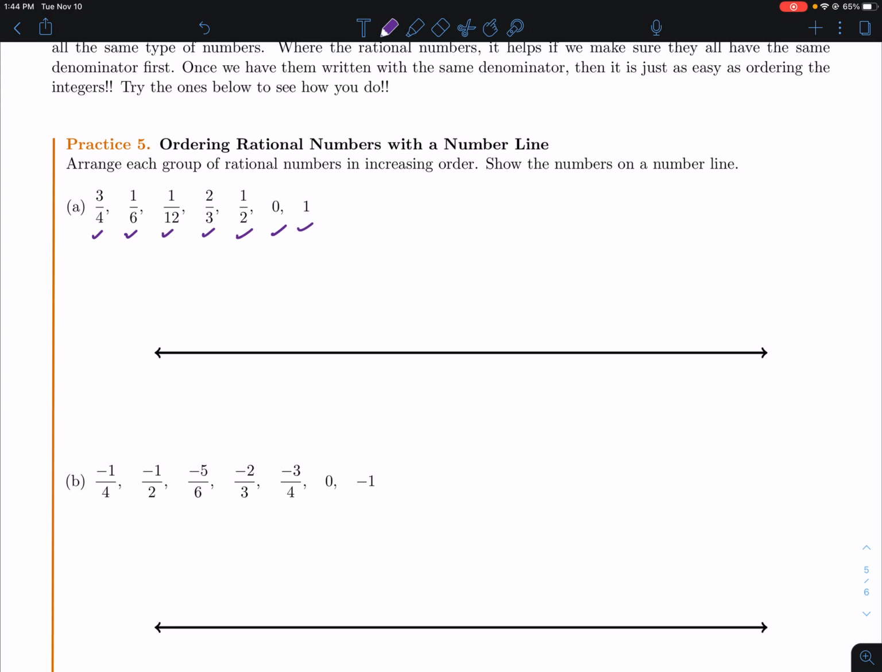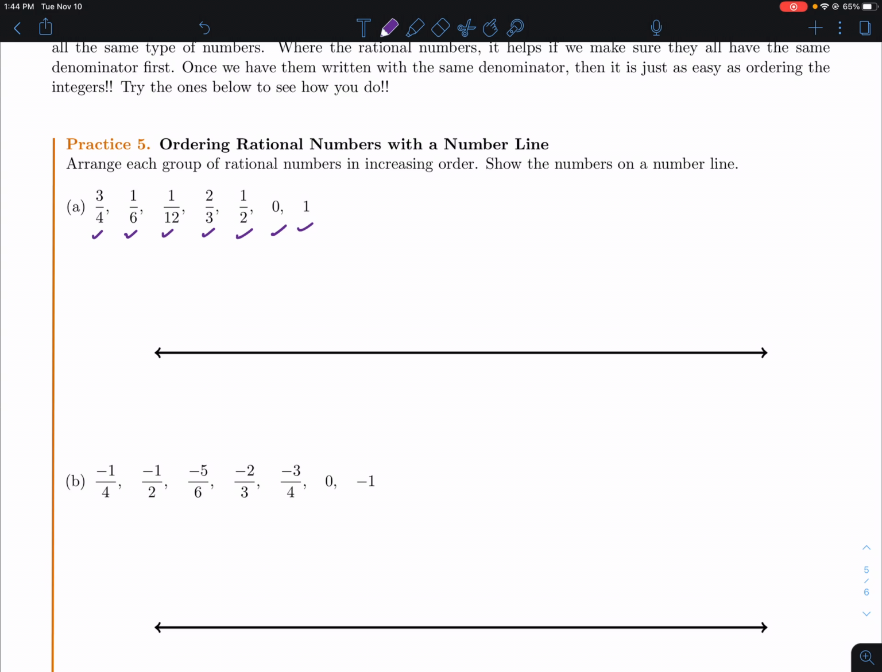Because first off, that's going to allow us to break this number line up in such a way that it's going to be easy to plot points, and it's also going to be easy for us to figure out whether one number is smaller or bigger than another. Because if we know that all the denominators are the same, then you can just ignore the denominators, and we're really just ordering the numerators. So that's the nice thing.